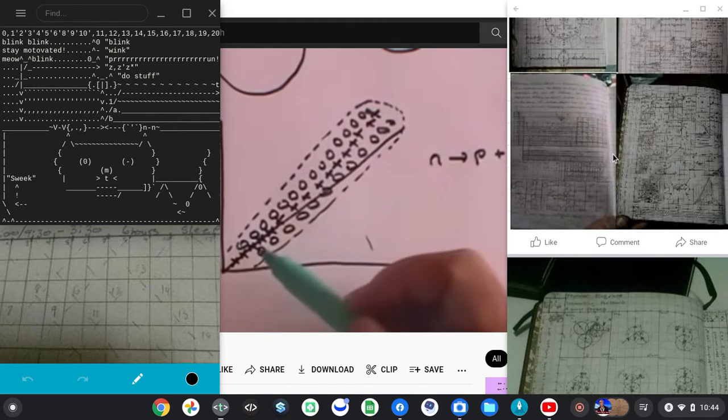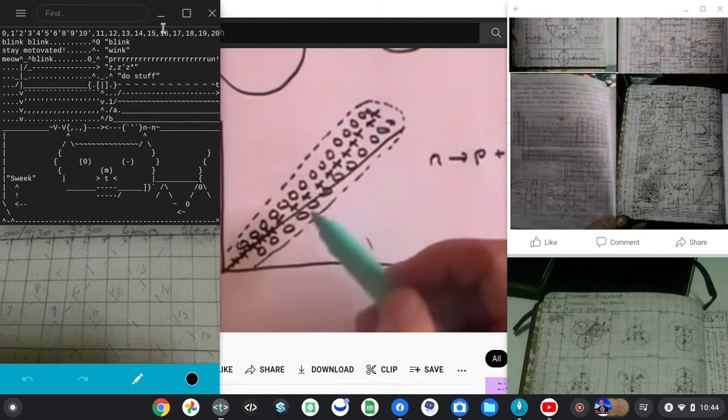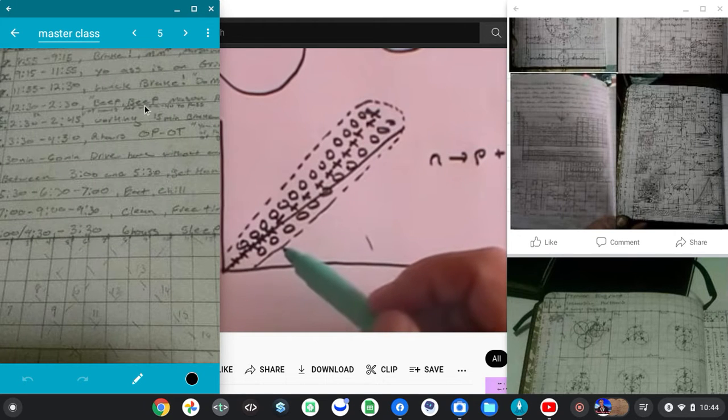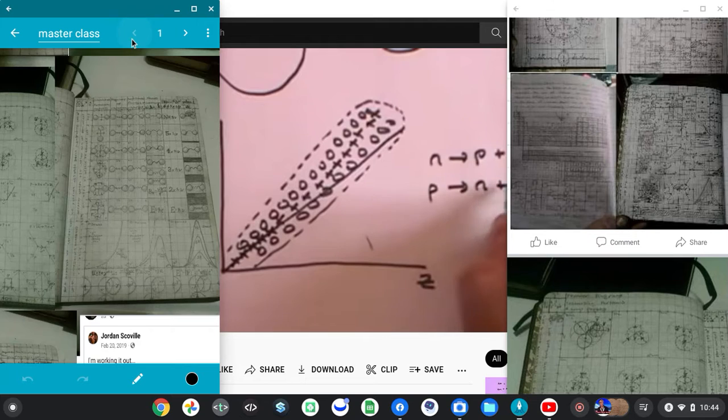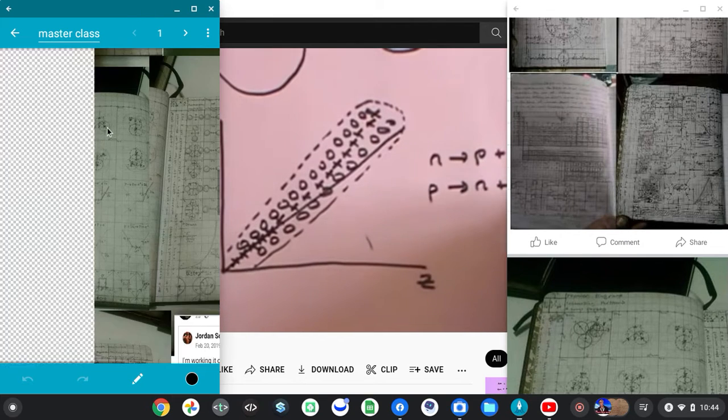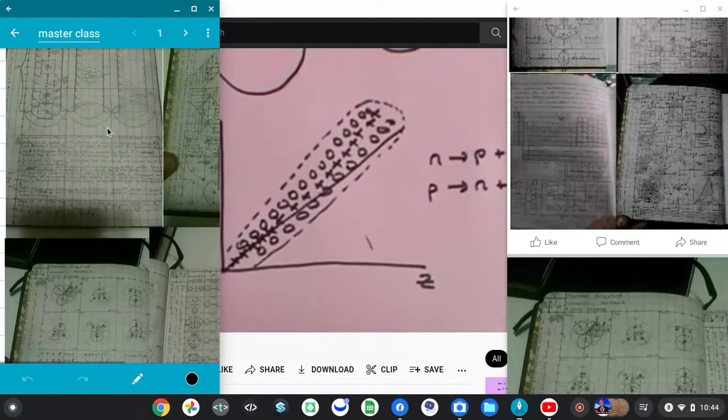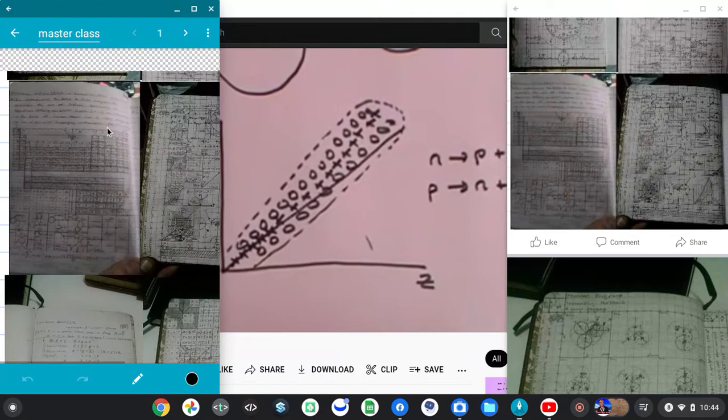If, on the other hand, you've got an excess of protons, then a proton will convert into a neutron. So a proton converts into a neutron plus a positron plus an electron neutrino. We've seen those formulae before at A level.